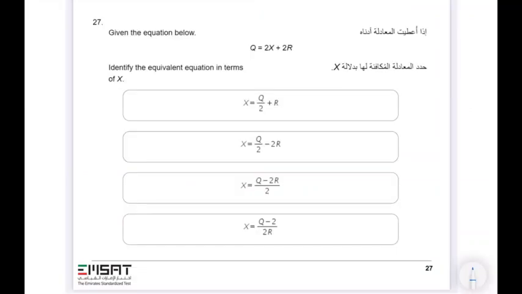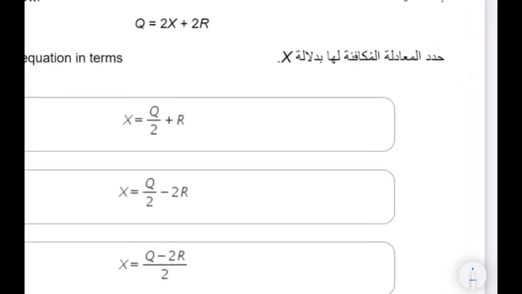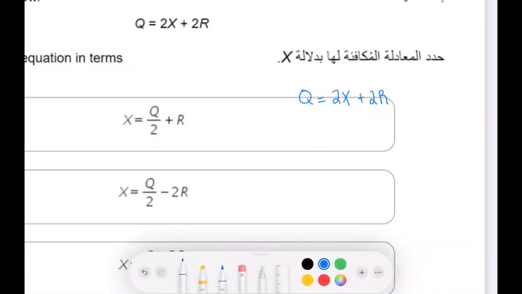Q equals 2x plus 2r. Identify the equivalent equations in terms of x. So this question is basically asking us to solve for x. So let's write the equation again. Q equals 2x plus 2r. What we want to do here is to solve for x.